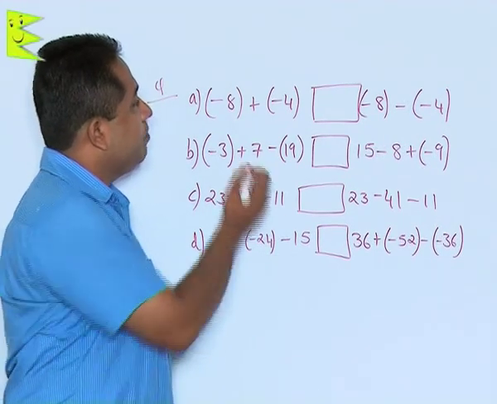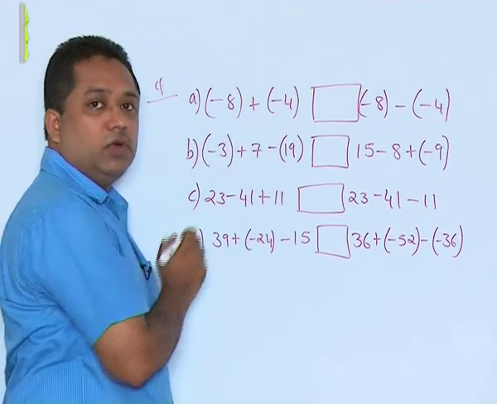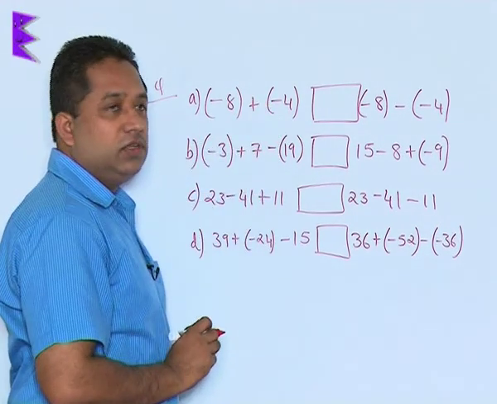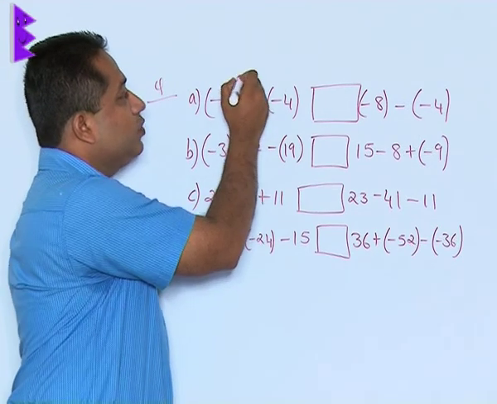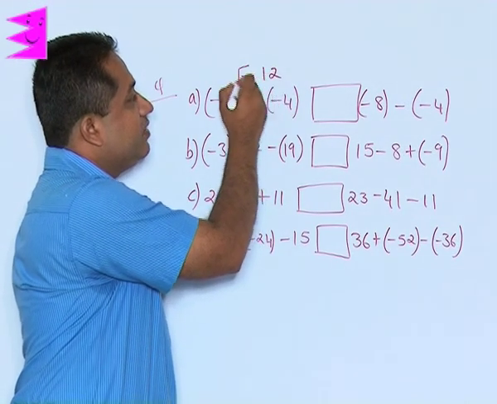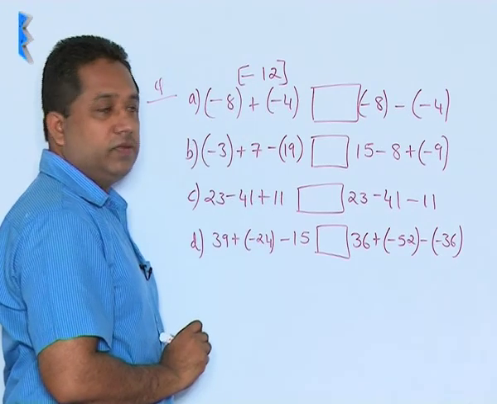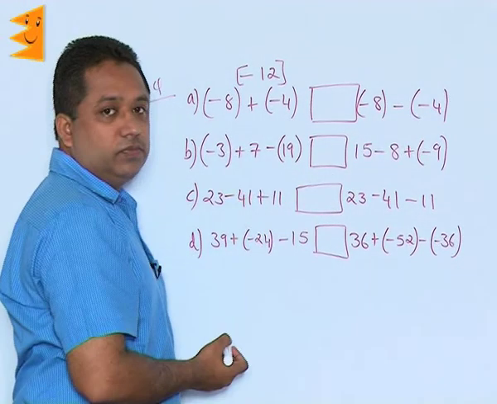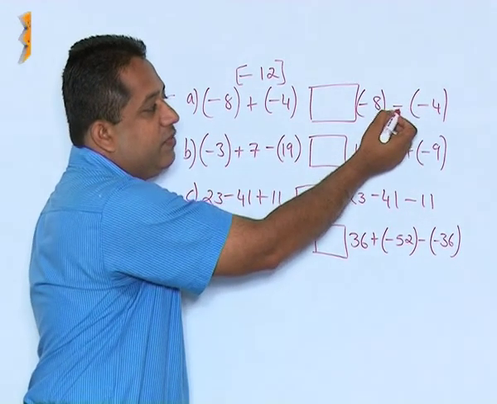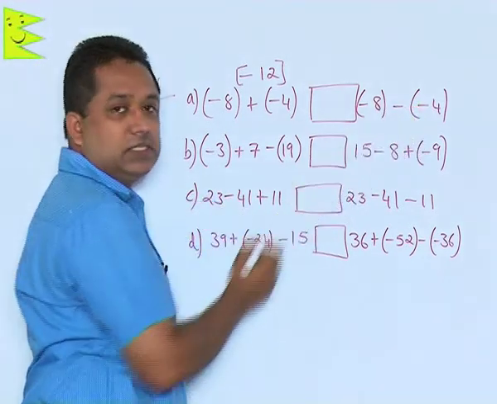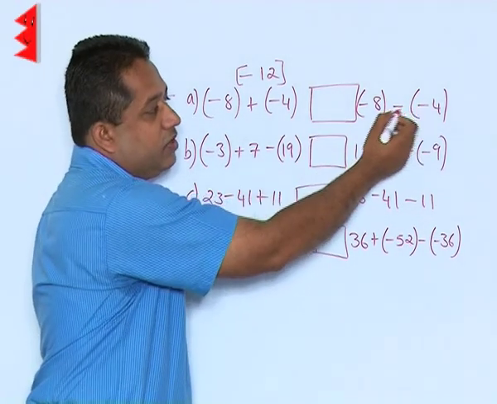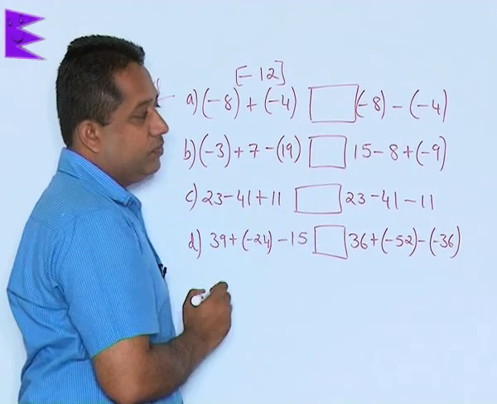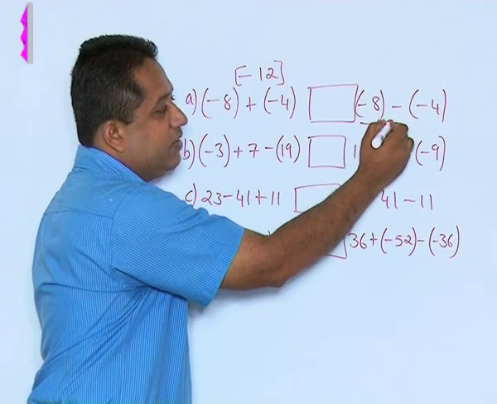So, look at the first example, minus 8 plus minus 4. When you are adding two negative integers, minus 8 and minus 4, the result is going to be minus 12. So, on the left side we have a result and that result is minus 12. What about the RHS? We have minus 8 minus of minus 4. Now, when there are two negative signs, when we open the bracket, this is going to become plus, because negative and negative combination will become plus. So, this will become minus 8 plus 4. So, we can rewrite this as minus 8 plus 4.